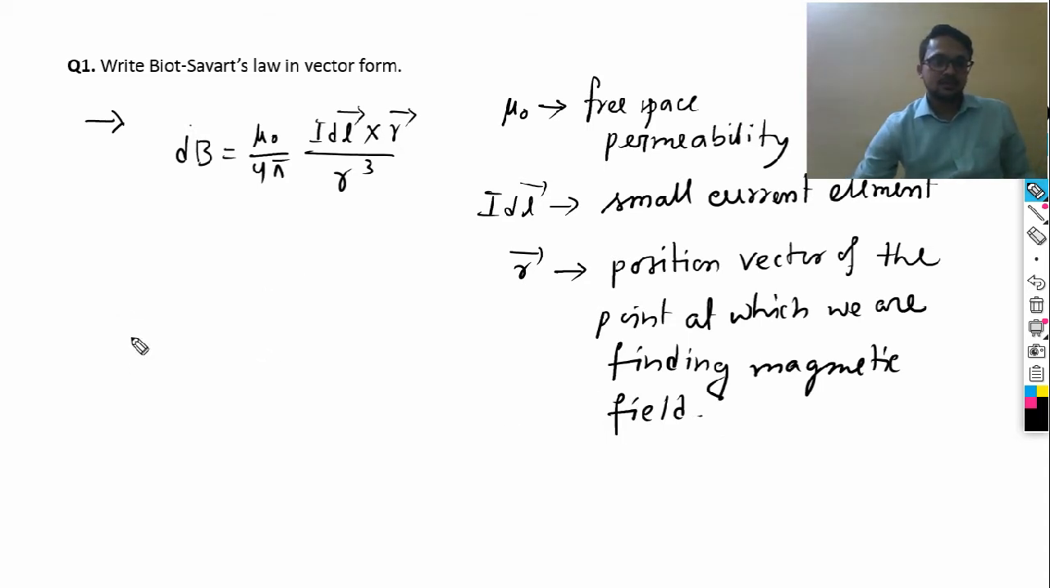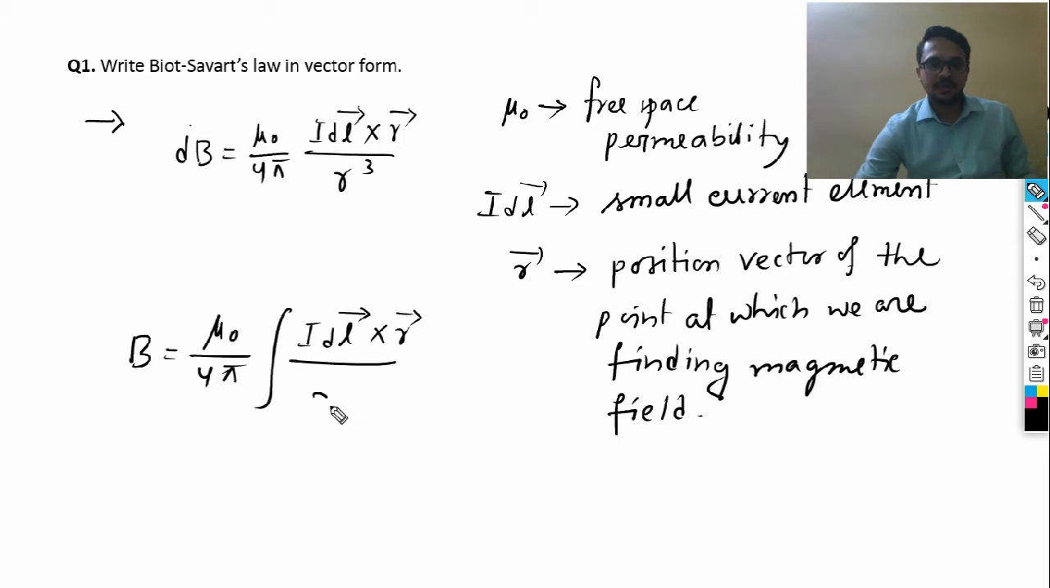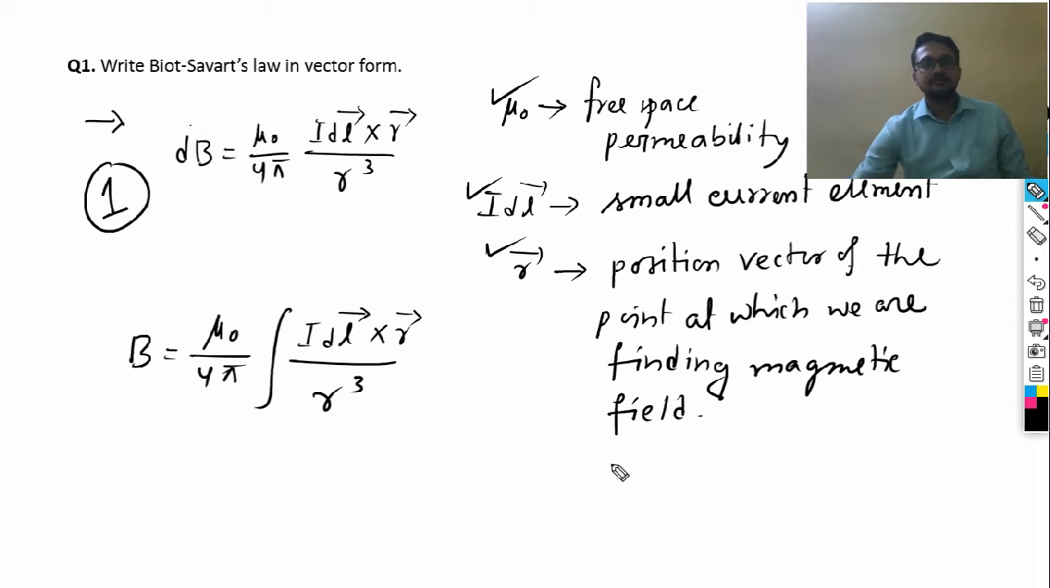You can write for the whole wire also. B equals, then you have to use integration, mu 0 by 4 pi integration IDL cross R by R cube. Then define the terms: what is mu 0, what is IDL, and what is R. So this much you have to write, nothing more. This is a 1 mark question, so you will get 1 mark. Clear? So come to the next question.